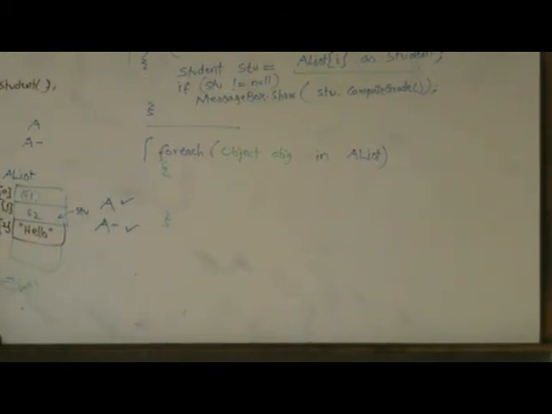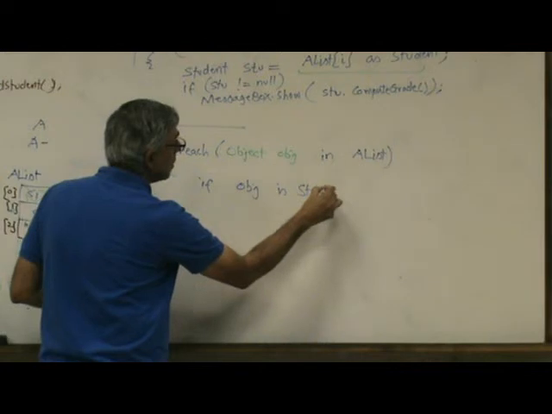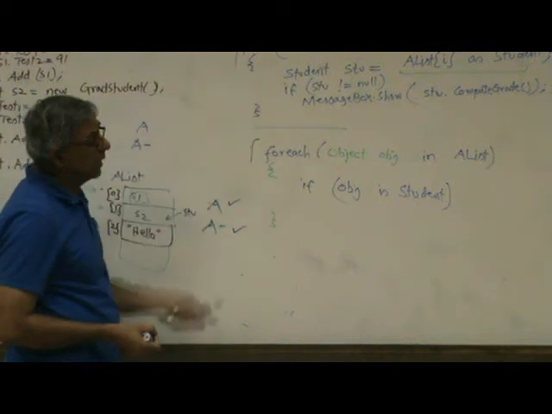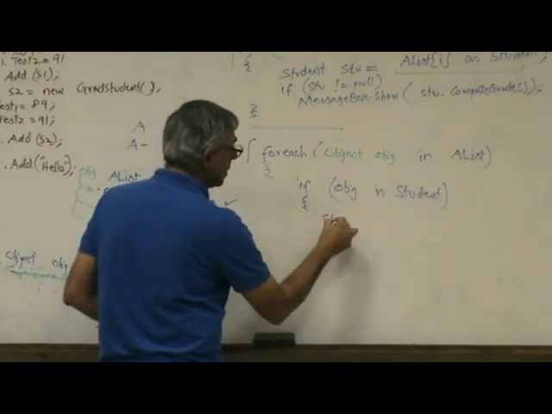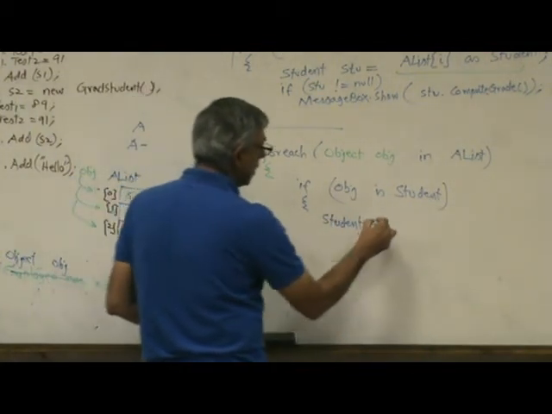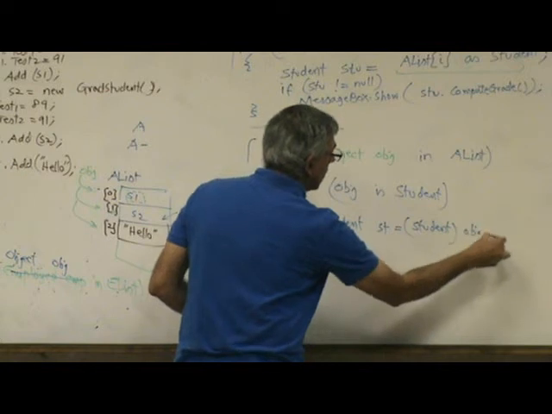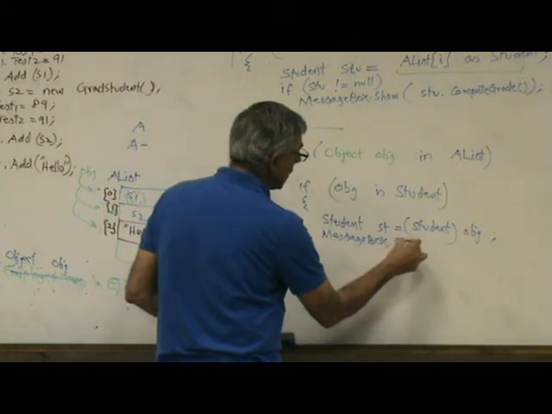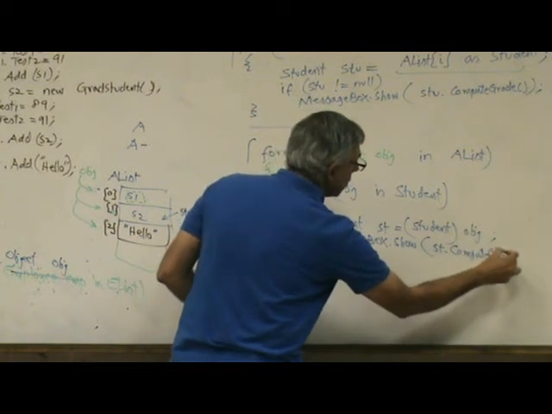So for each object, OBJ in A-list, so now it's an OBJ. So now you will further have to do something like this. If OBJ is student, or you can use the as operator, since I already gave you the as example over there. Let me pick the is operator. So now you will say student st equal to student OBJ, and then message box dot show st dot computer.